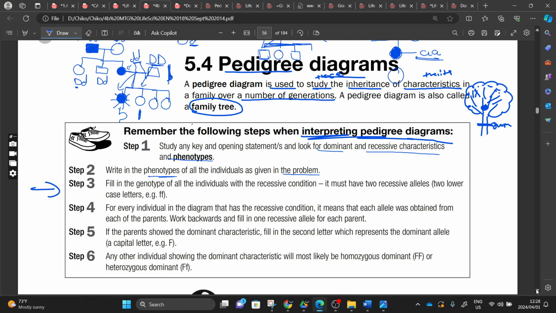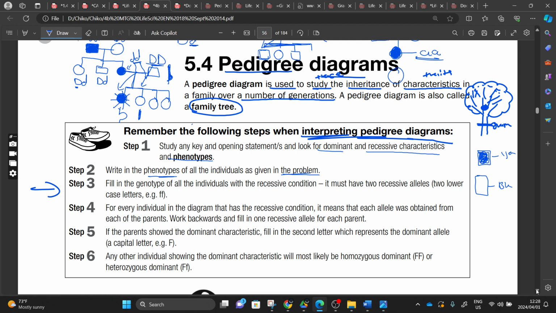And then I'll write in the phenotype of all the individuals as given in the problem. So you'll write, they will say the shaded ones show the yellow bone, and the unshaded ones show the other color. Maybe this one is yellow bone and this one is black. So you'll have to come and write that those that are shaded are yellow bone, and those that are not shaded are black bone. Right, you'll have to write that.